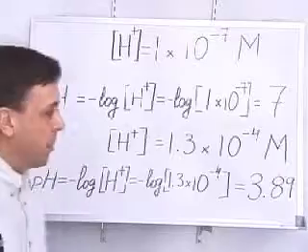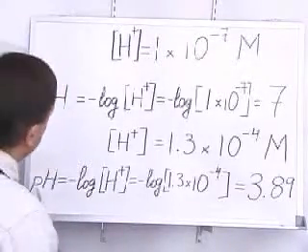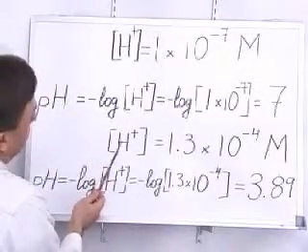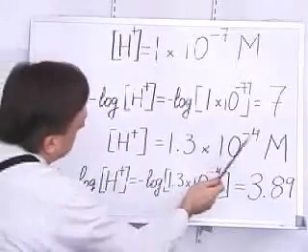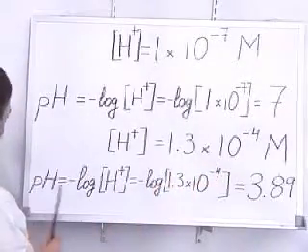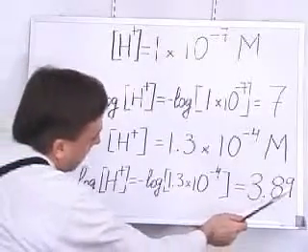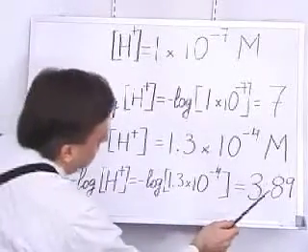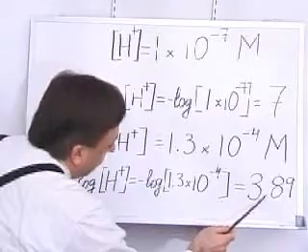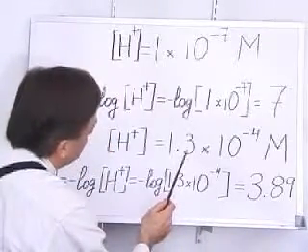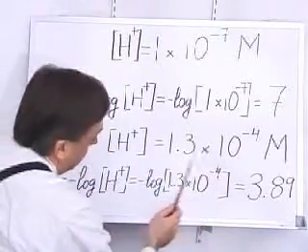Here's another example for the convenience of the P function. Suppose that the molarity of the protons is 1.3 times 10 to the minus 4th, then pH will be the negative logarithm of this number, and it's equal to 3.89. This is a positive number, much easier to work with than this cumbersome number expressed in scientific exponential notation.